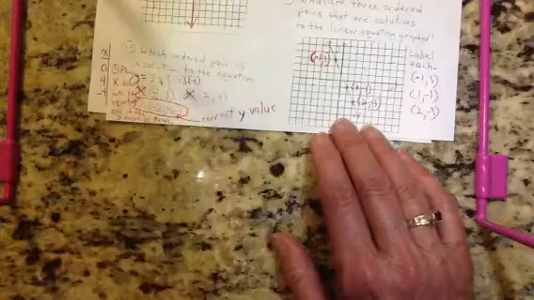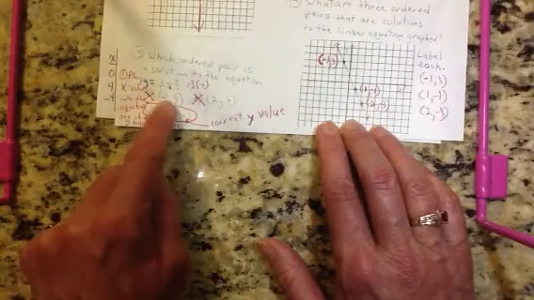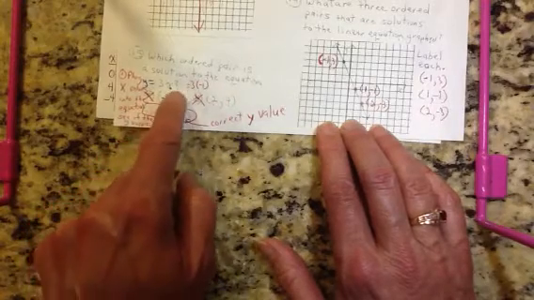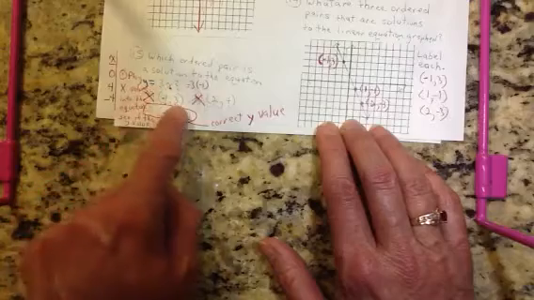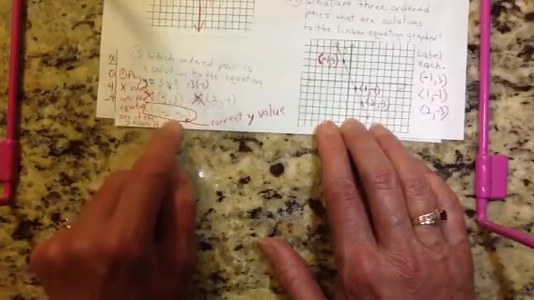Which ordered pair is a solution to the equation? You take these ordered pairs, you take their x value, plug them in here. Like negative 1 times 3 would be negative 3, not positive 3, so that's not it. This one actually is the only one that solves it.